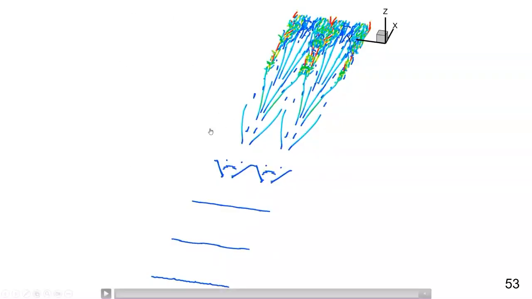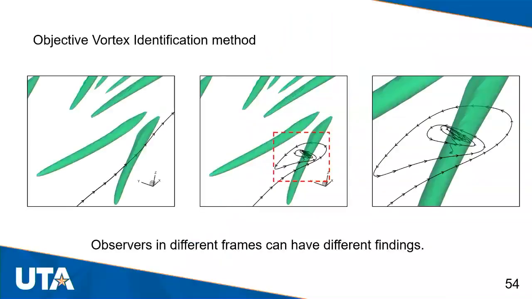Okay, so I think that's the Lutex code line, and then we start to talk about the objective vortex identification method.